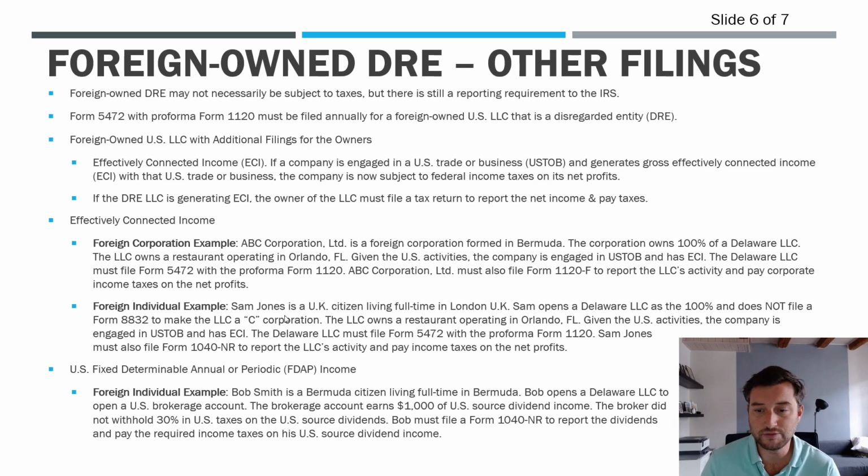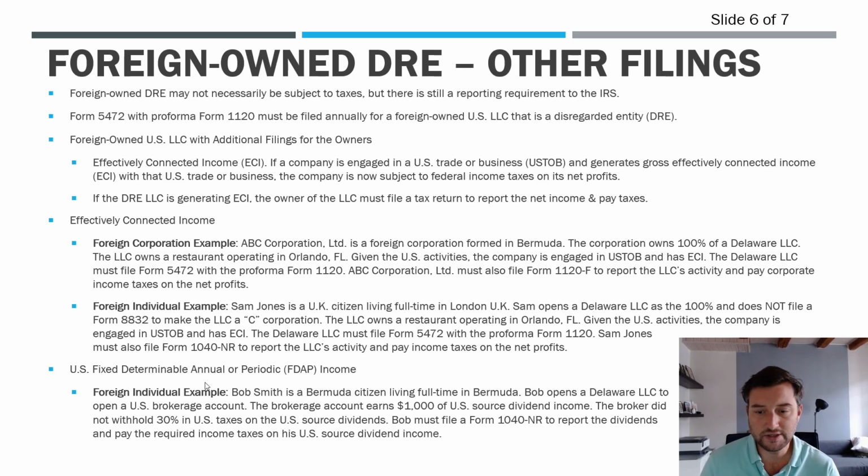So let's say we have Sam Jones. He's a UK citizen living in London, so he's not a US person. And he does a similar thing, right? He opens a Delaware LLC as the 100% owner, and he does not file an election to be a C corporation. Same thing, the LLC is owning and operating a restaurant in Orlando, so the U.S. activities create a U.S. trade or business and effectively connected income. Delaware LLC has to file that 5472 with a pro forma 1120. And now Sam also has to file a 1040-NR to report the activity, the effectively connected income, and then pay income taxes on the net profits.